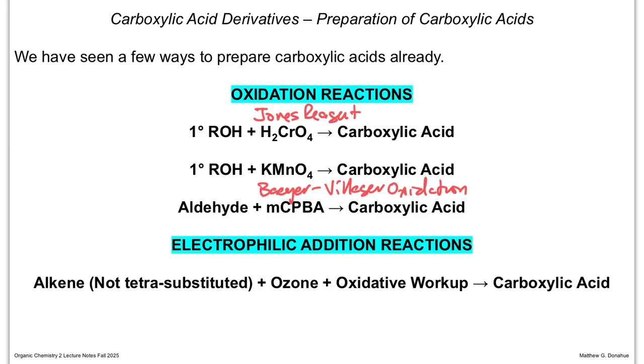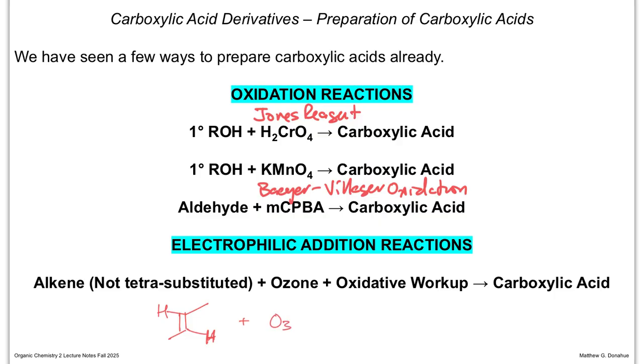So in that case, the aldehyde proton migrates, that gives us the acid. So we have a couple different ways of making acids. Another way of doing it: say we have an alkene where at least one of the sp2 hybridized carbons has an H bonded to it, so that's important.